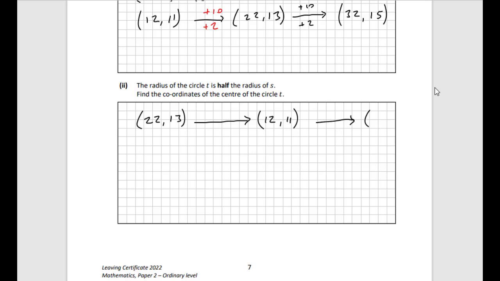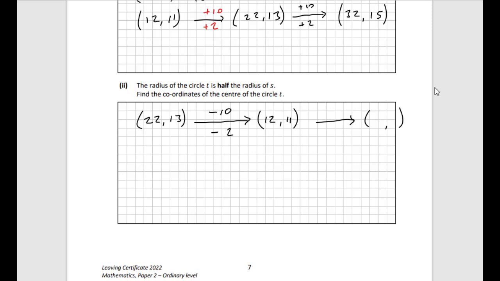And then we've got to work out what this point here is, the center of the other circle, the smaller circle. Well, what do we do here? We go from 22 to 12, so how do we do that? We subtract 10. We go from 13 to 11, what do we do there? We subtract 2.